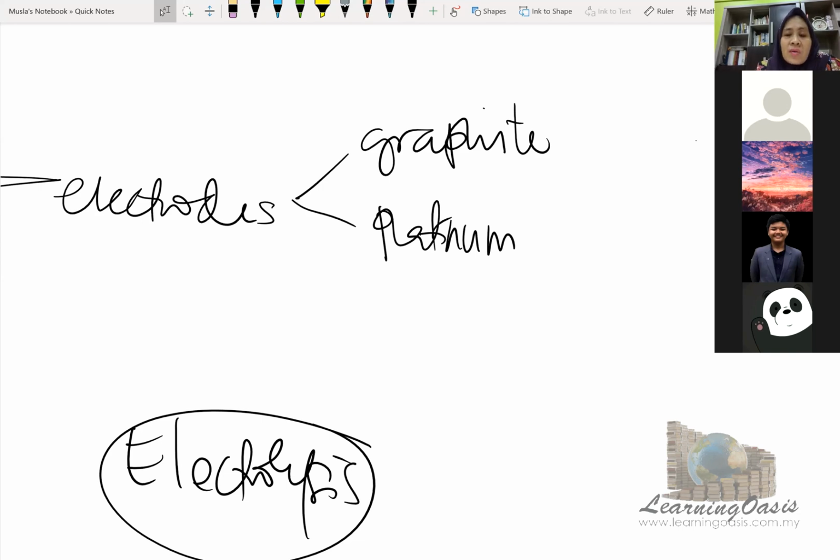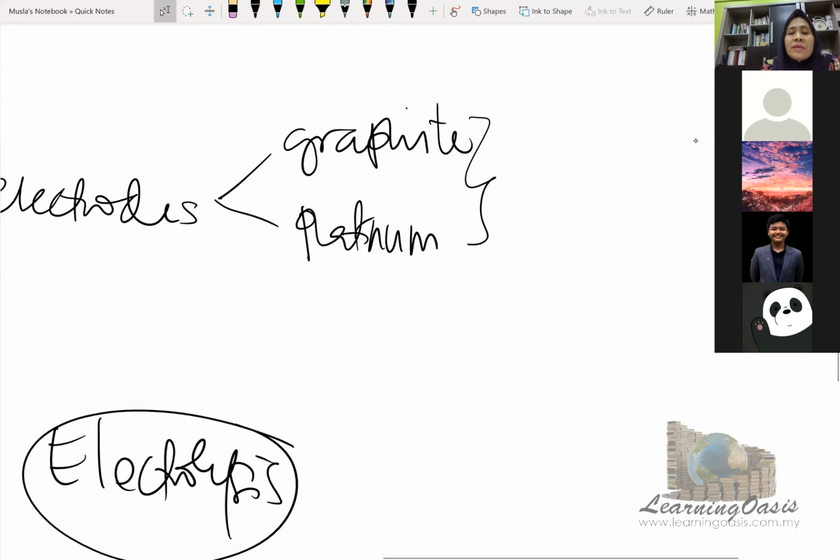My question to you just now, Balkis, I asked what makes graphite good as an electrode? The reason is there are delocalized electrons between the layers of graphite, so graphite can conduct electricity, right? Now, why do you use graphite and platinum? What do you call these electrodes? Inert electrodes. Yes, they are inert electrodes. What do you mean by inert electrodes?